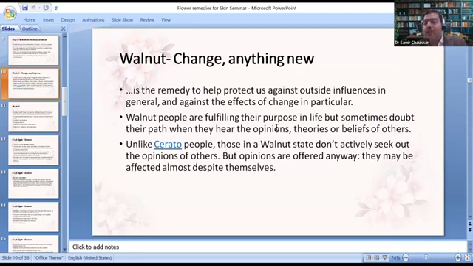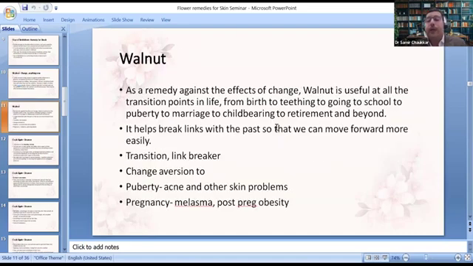Now, here, is Walnut a remedy for pimples? No. Walnut is not. So, according to the philosophy, we are right. We are not giving it for physical problems, but look at the mental state during the physical problem and you can treat them. Remember, Walnut is a remedy to help us protect against outside influences and against the effect of change. So it is a transition and link breaker. They have an aversion to change. So puberty, acne and other skin problems. During pregnancy, if you get melasma, post-pregnancy obesity, Walnut could be an important remedy.